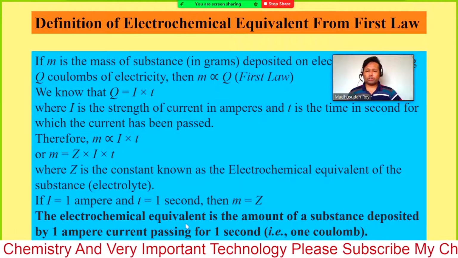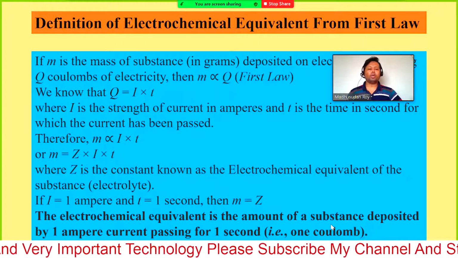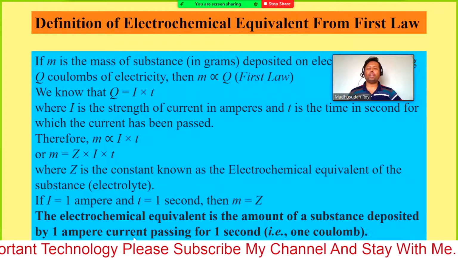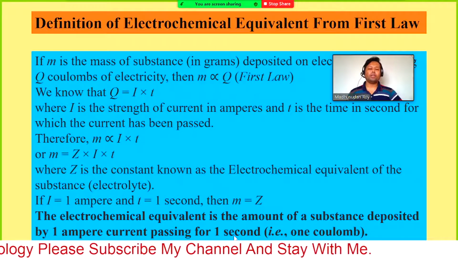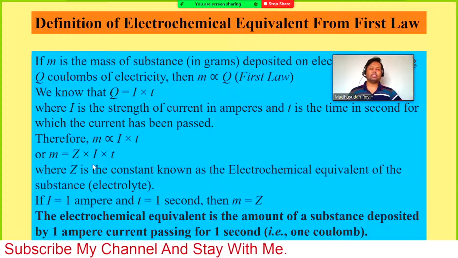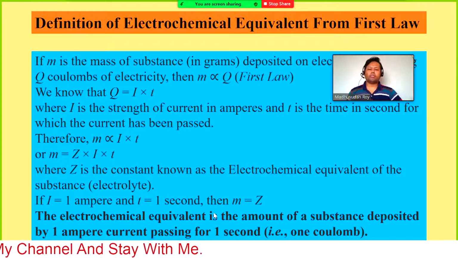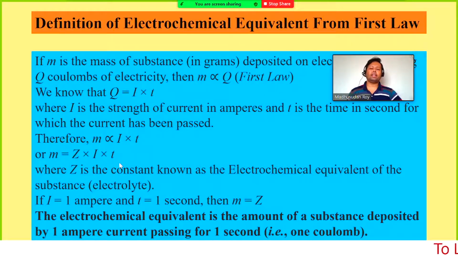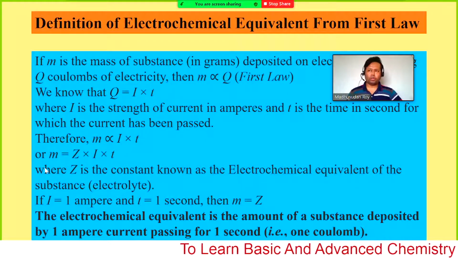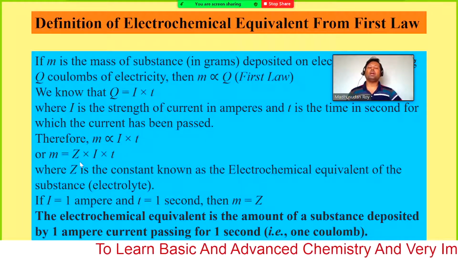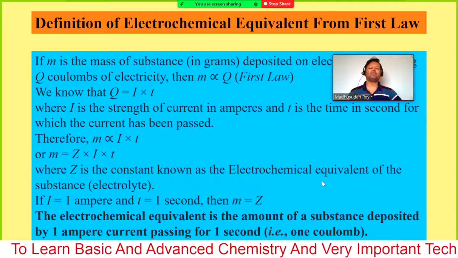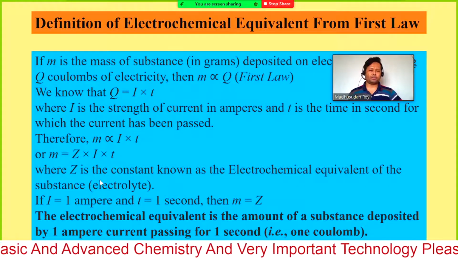So the electrochemical equivalent is the amount of a substance deposited by 1 ampere current passing for 1 second. Just what I have mentioned here, that is the exact definition. If you pass 1 ampere of current for 1 second through an electrolyte, the amount of substance deposited on the electrode is equal to the chemical equivalent or electrochemical equivalent of that electrolyte.